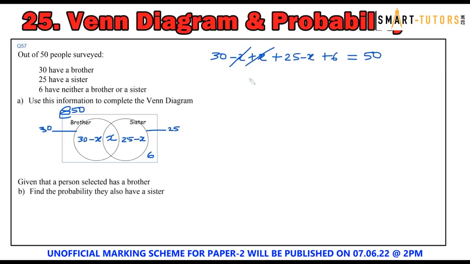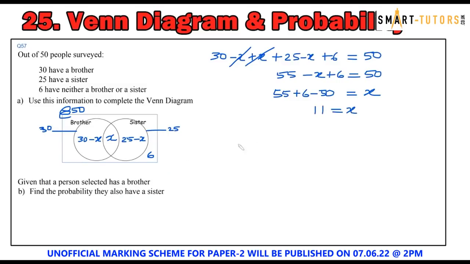Minus X and plus X cancel. 30 plus 25 is 55, minus X plus 6 equals 50. Now minus X goes to the other side, so it becomes X. So 55 plus 6 minus 50 is going to be 11. So X is going to be 11.